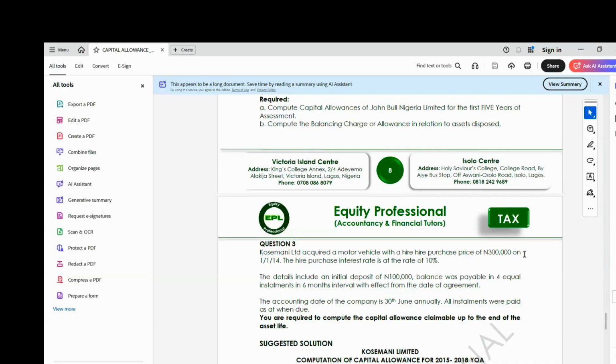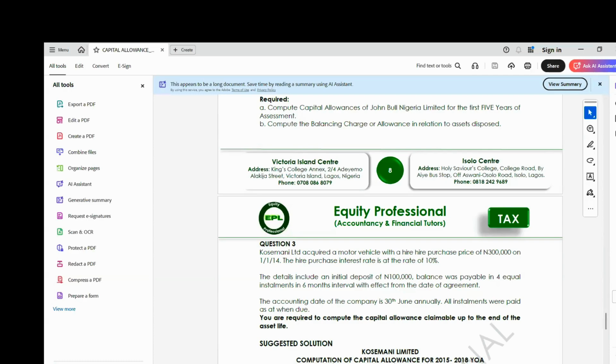The initial deposit is usually paid on the date of the agreement. The accounting date of the company is 30th June annually. All installments were paid as and when due. You are required to compute the capital allowance claimable up to the end of the asset life.